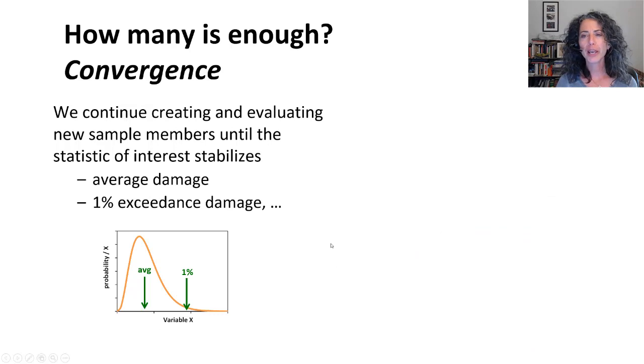So we're going to be computing our sample now one member at a time. We continue creating and evaluating new sample members until the statistic of interest stabilizes. If this is my output distribution here, maybe I'm interested in the average, maybe I'm interested in some value in the upper tail, like a 1% value. So depending on which one I'm looking at will affect what sample size I need.